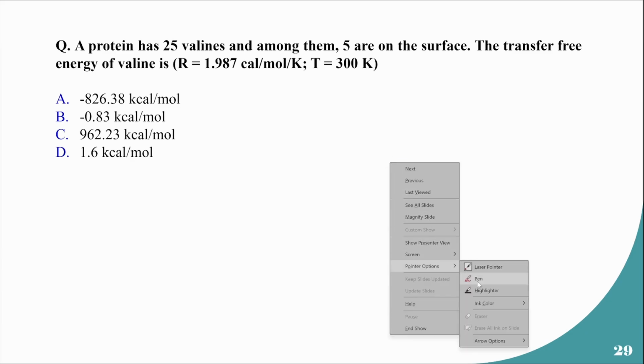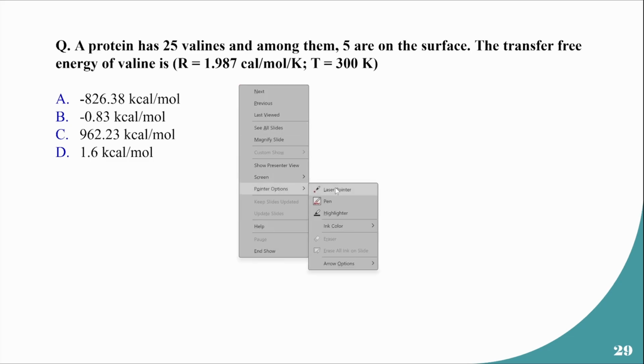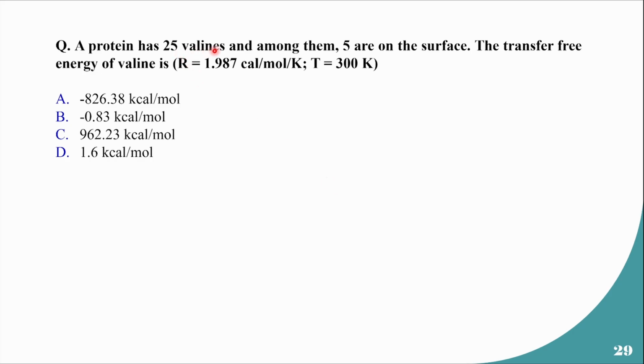Now another concept, another kind of numerical value that Professor Komiha went over, was regarding the transfer free energy. Now the transfer free energy is another way to indicate, let's say, the propensity of certain amino acid residues to be on the surface or in a buried location. And what this related question is asking is that the protein has 25 valines and among them 5 are on the surface. Okay, so the remaining 20 will be in a buried location, right? Now you are asked what will be the transfer free energy of valine.